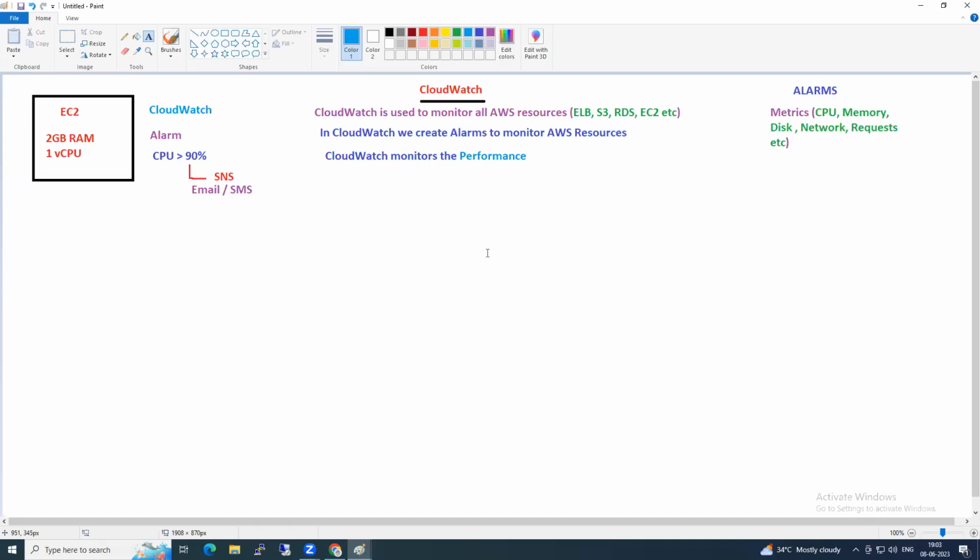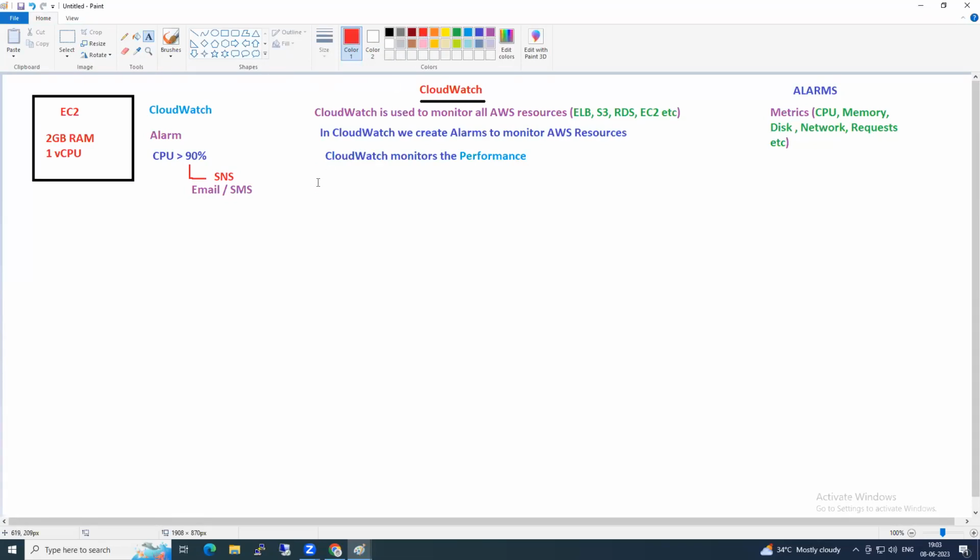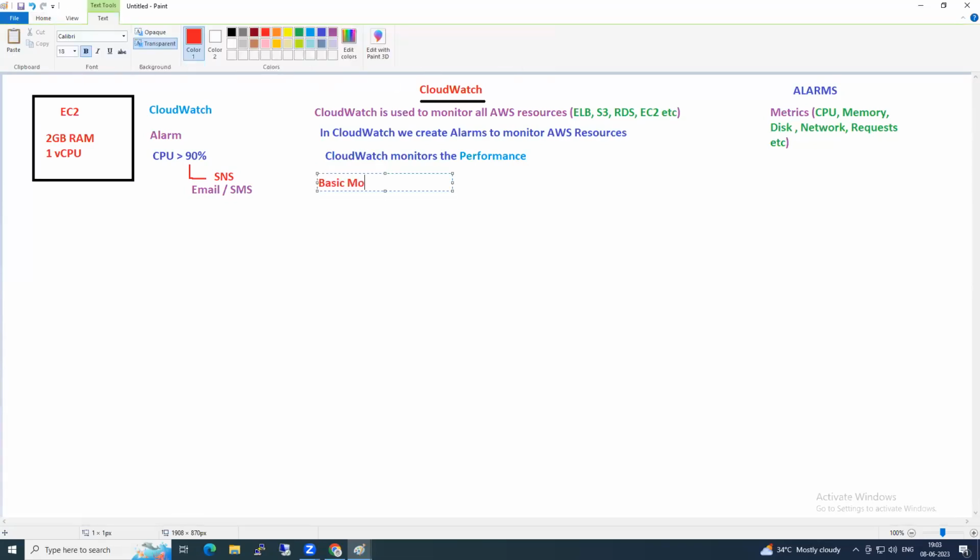CloudWatch will trigger SNS and SNS will trigger the emails and SMS messages to your mobiles or emails to us. Yes. Okay. So there are two types of monitoring. Number one, we call it as basic monitoring. And number two, we call it as detailed monitoring.